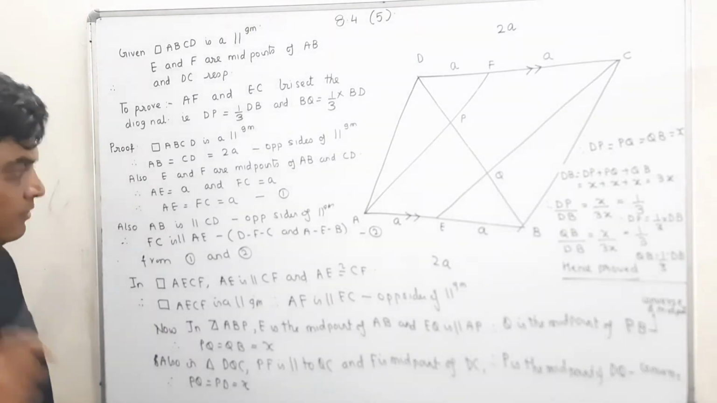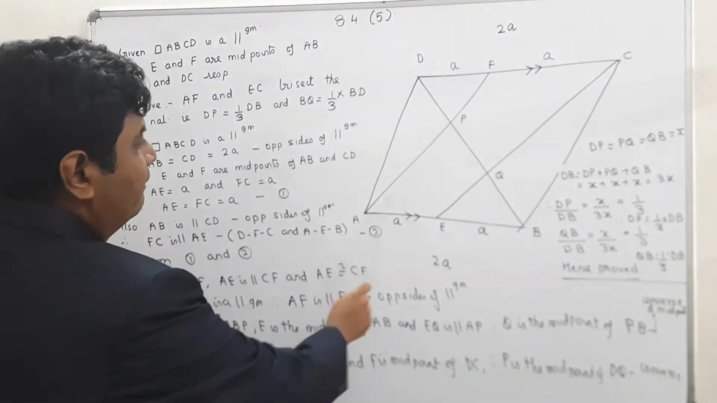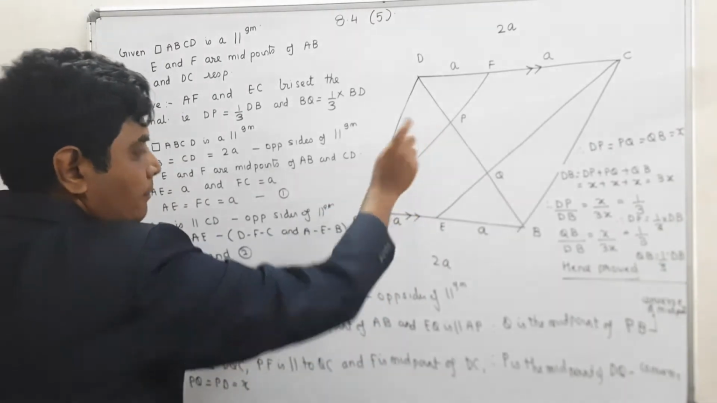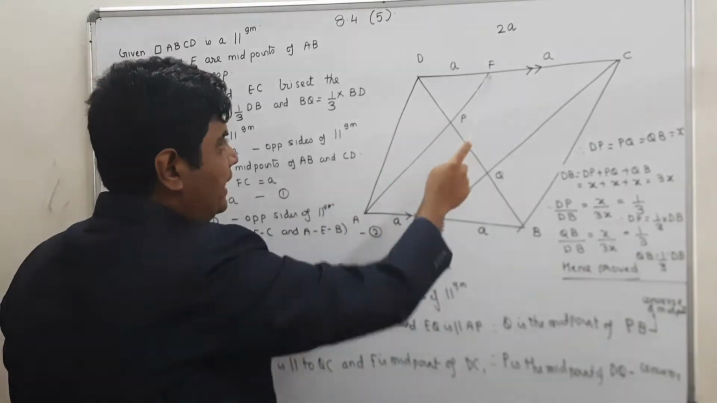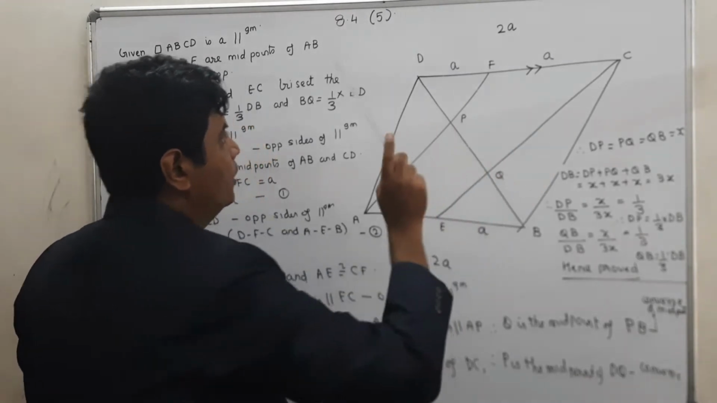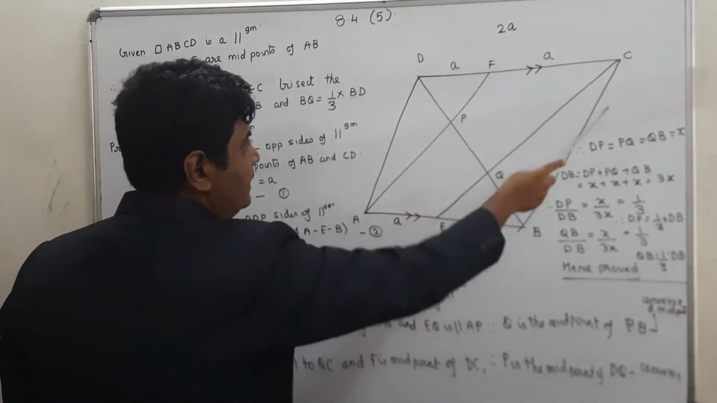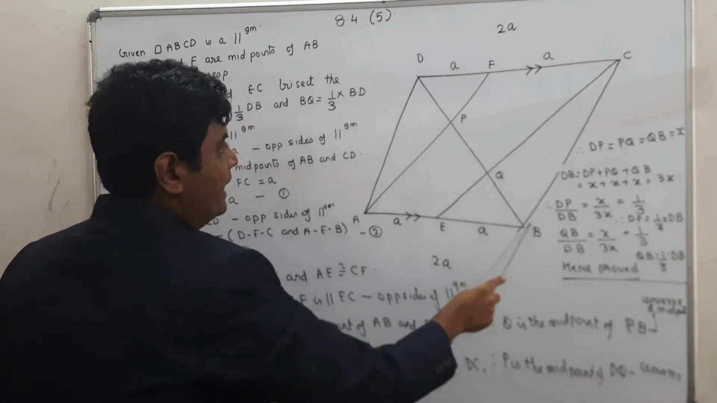What is given in this? It is given quadrilateral ABCD is a parallelogram. E and F are the midpoints. You joined AF and you joined EC. You have to prove that AF and EC trisect the diagonal BD.